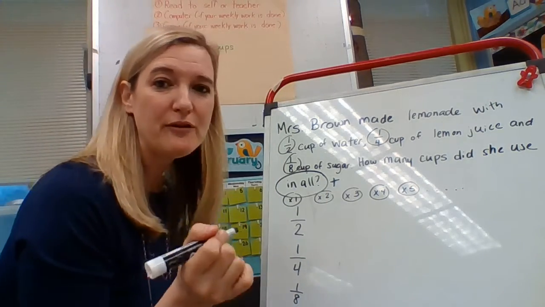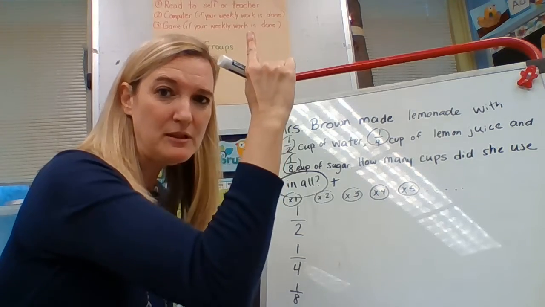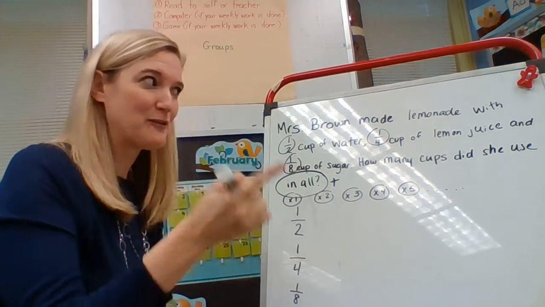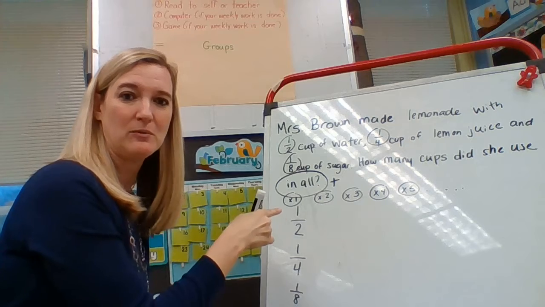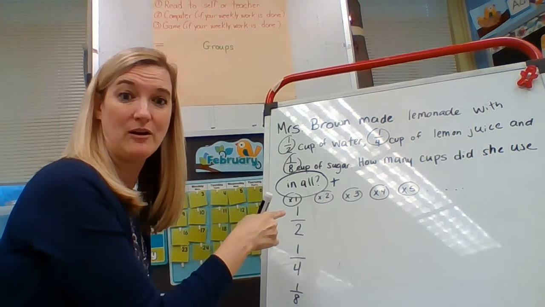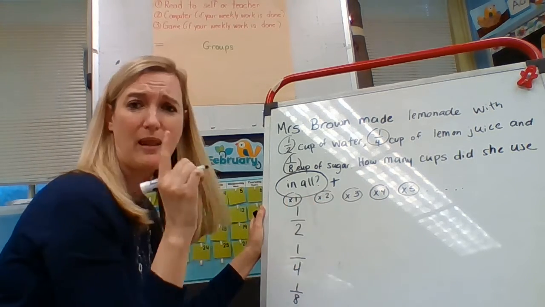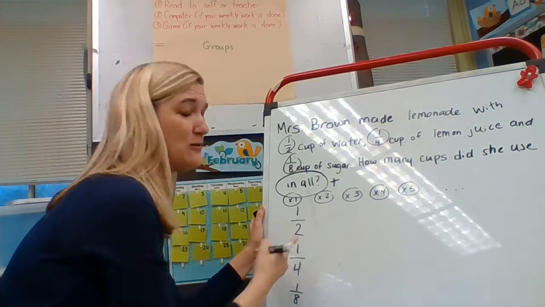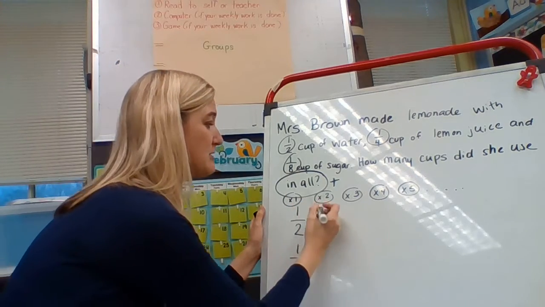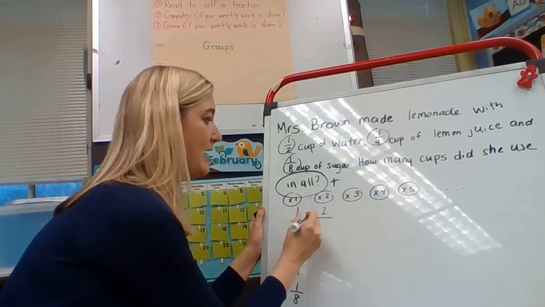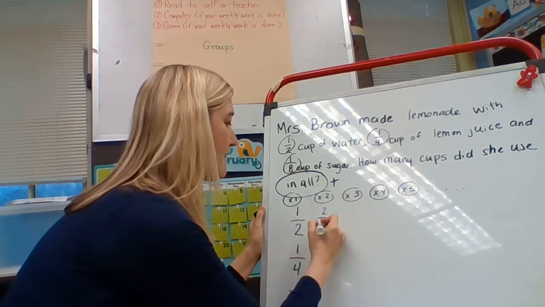All right, whatever I do to the numerator, the top number, I have to do to the denominator, the bottom number. All right, 1/2. We're going to multiply the numerator times 2, and the denominator times 2. 1 times 2 is 2, and 2 times 2 is 4.